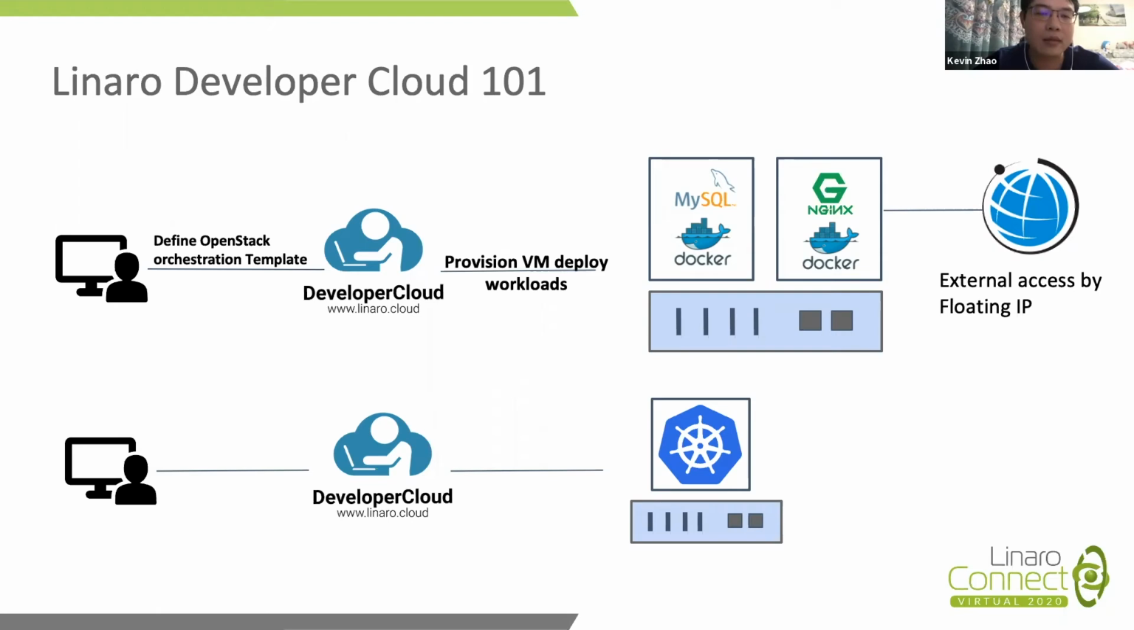In VM1, they will install Docker, pull the MySQL container, and run MySQL. In VM2, the Heat template will tell OpenStack to install Docker, then run the Nginx container and access the MySQL container port. We have also defined a floating IP for VM2, so users can access the Nginx server by accessing virtual machine 2.